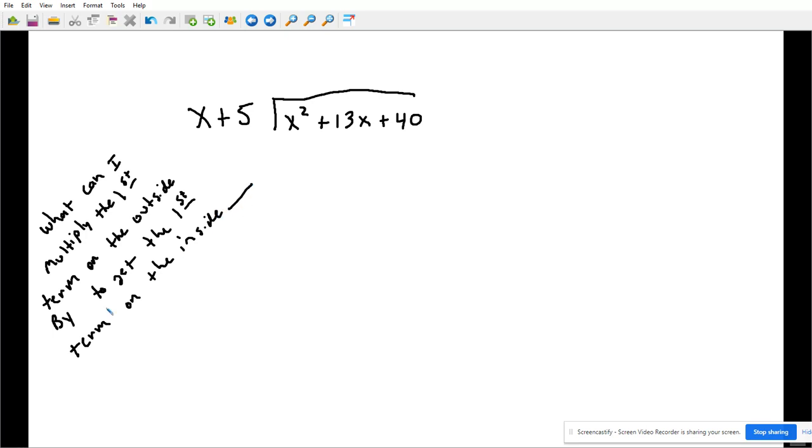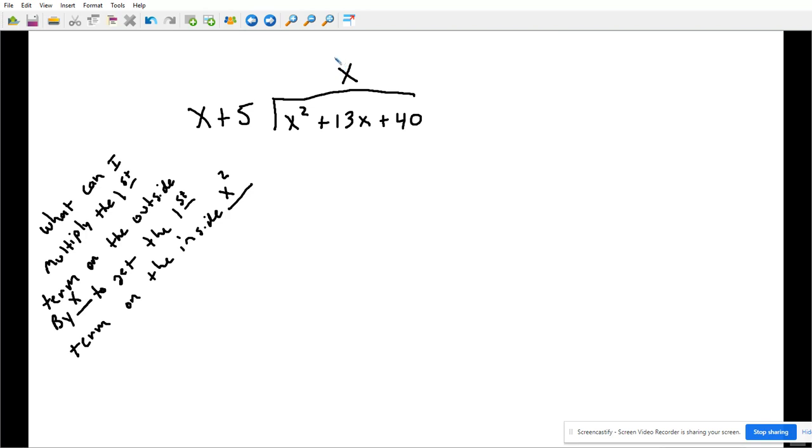Okay, and I'm going to leave a blank here and a blank here. Okay, what can I multiply the first term on the outside? Well, what is the first term? The first term on the outside is x. Okay, so what can I multiply by x to get the first term on the inside? So what can I multiply by x to get x squared? Okay, so hopefully we know that that is an x, and I'm going to line this up over top of the x term. So I would have x times x. So now, once I find that, that is the key, what number can I multiply by the first term on the outside to equal the first term on the inside? And in this case, it's x.